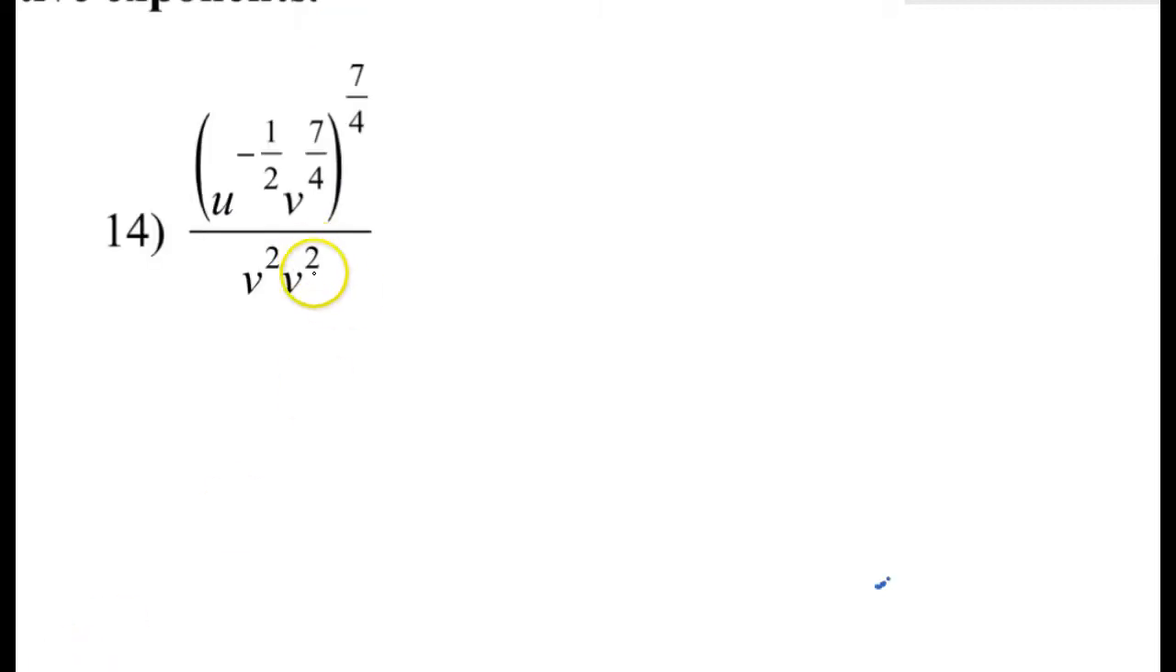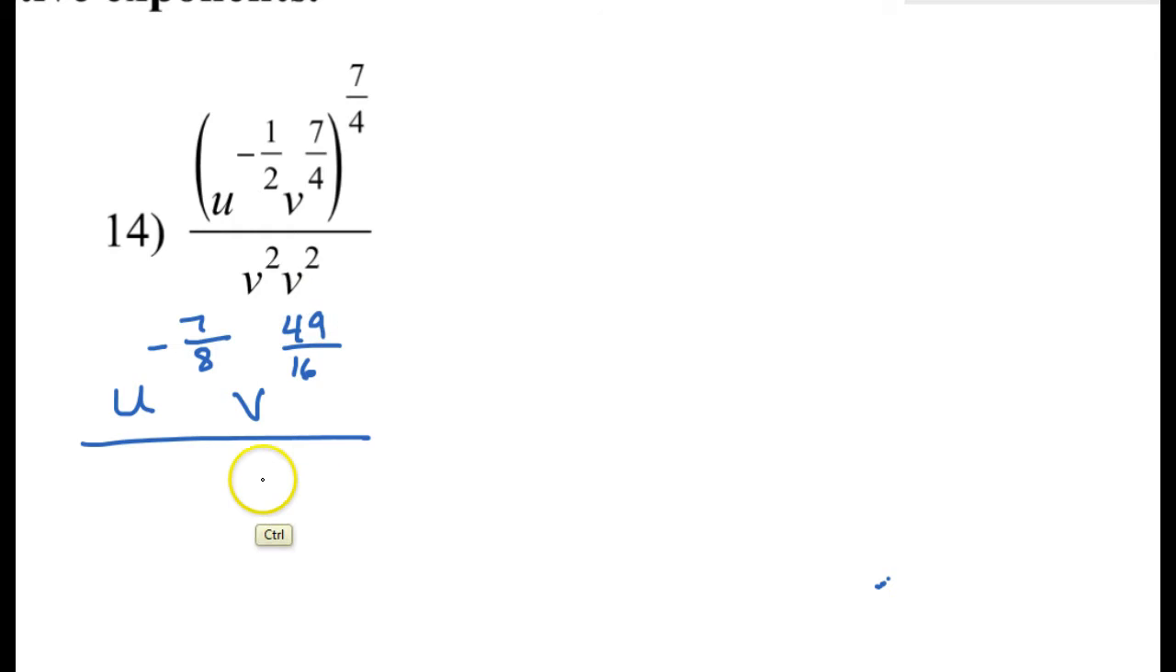So on number 14, I'll do the numerator first. A power raised to a power, you multiply. So this is going to give me u to the -7 over 8, and then v to the 49 over 16 power. In the denominator, multiplying these together, that gives me v to the 4th power. So it's time to divide these v's by subtracting. I'm just going to do that off to the side.